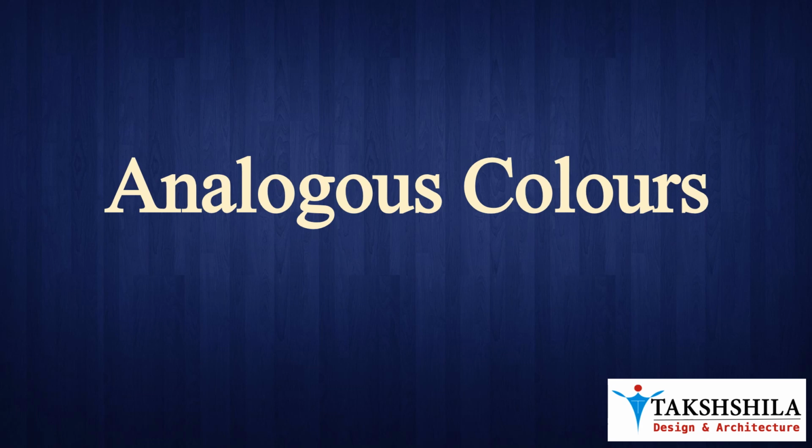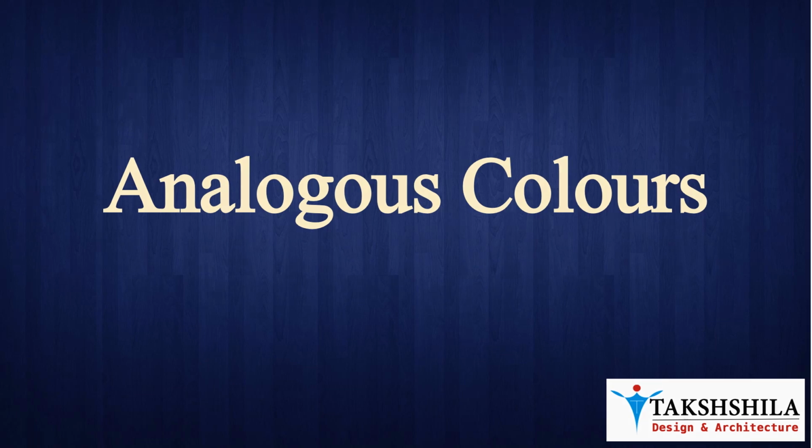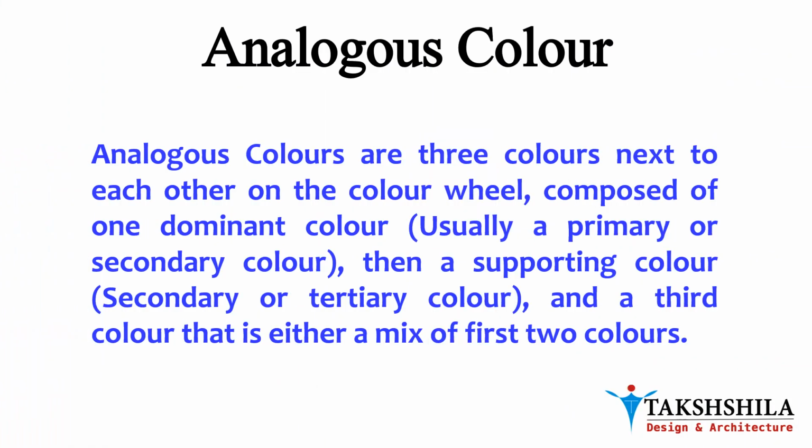So let's now understand what are analogous colors. In simple words, analogous colors are three colors placed next to each other on a color wheel. Out of three colors, there should be one dominant color, which can either be a primary color or a secondary color. Let's find out.